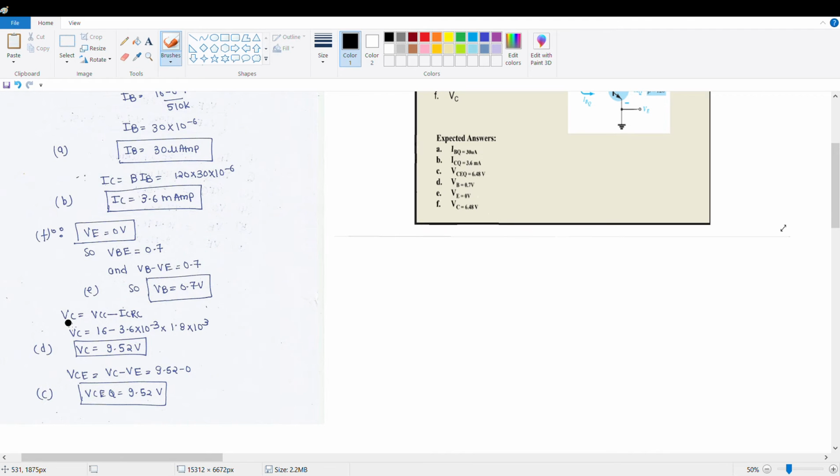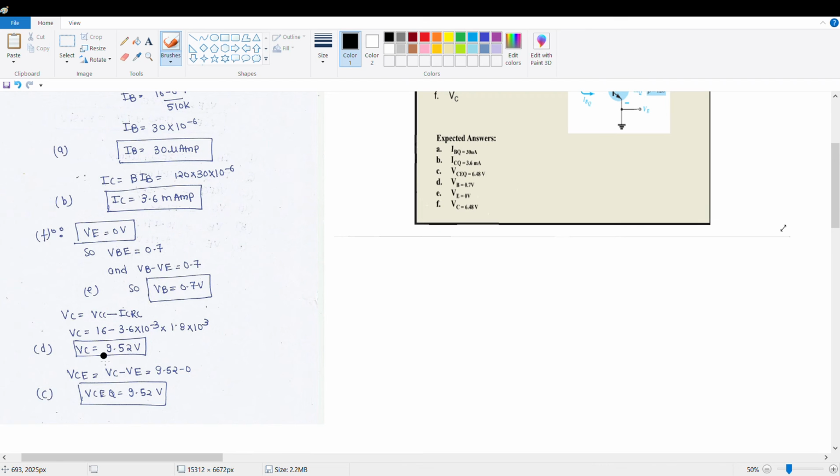Next, we will get the value of our collector voltage. The formula for that is the collector supply voltage minus the collector current times our RC. So VC is equal to 16 minus 3.6 times 10 to the power of negative 3 times 1.8 times 10 to the power of 3. In other words, 16 minus 3.6 milliamps times 1.8 kilo ohms.